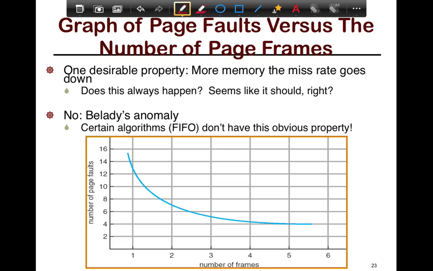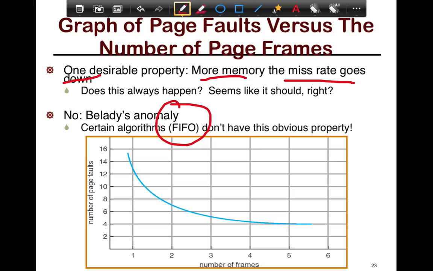So one of the interesting desirable properties you would like to have in your system is that the more memory there is, the miss rate goes down. That is, your efficiency is not lower with more memory. So it seems intuitive that this should always be the case, right? But some algorithms do not have this property. An example of this is FIFO, where for certain reference streams, even if you have more memory, you could land up with more page faults.